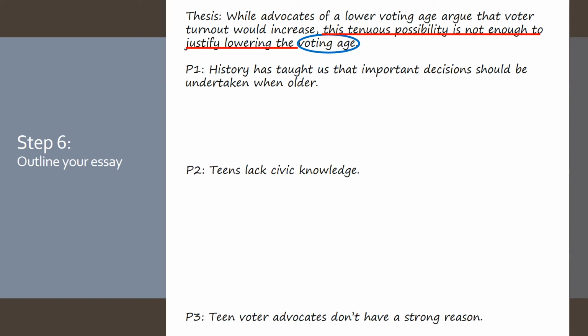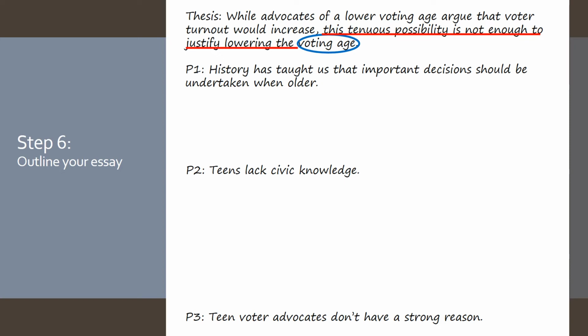So here we go. For the first point, it said history has taught us that important decisions should be undertaken when older. So remember, before I even go into any evidence from the article, I want to try and elaborate on my point first. So my elaboration could be my own idea here. Girls used to get married as young as 13.